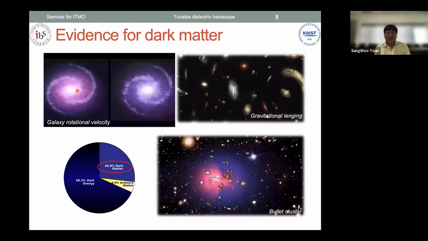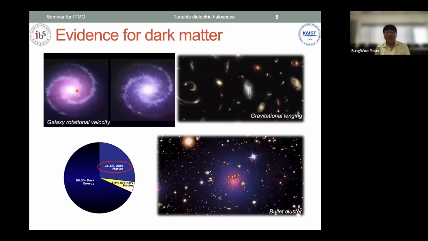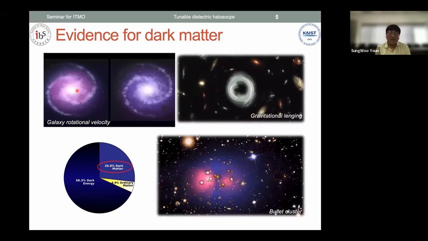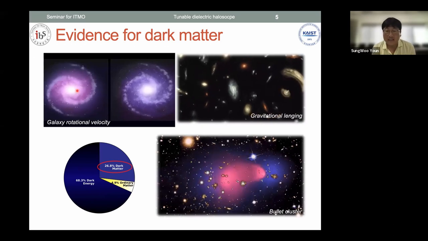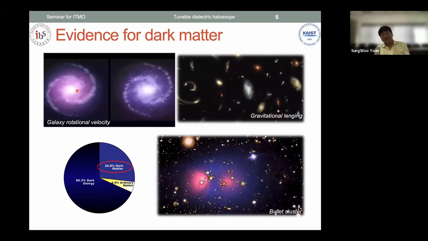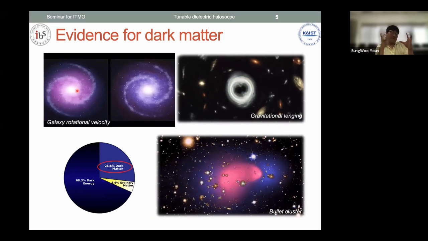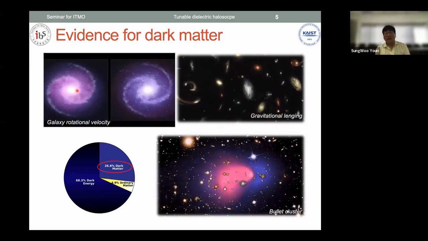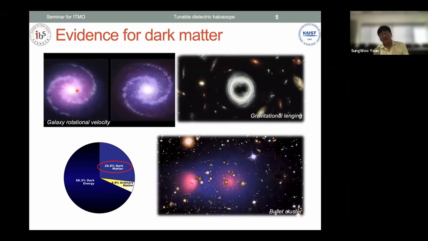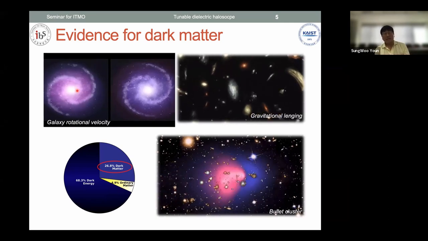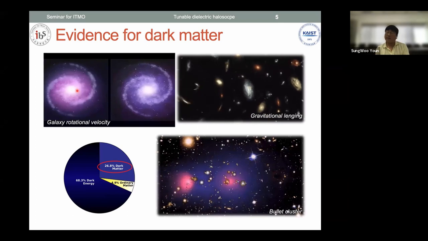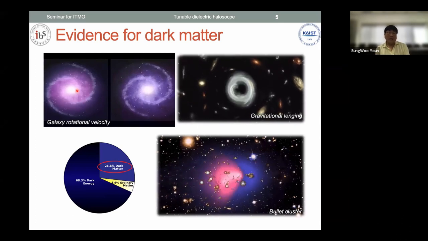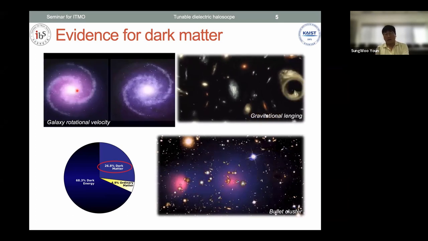And then finally, this is from a few years ago. NASA also observed several events of colliding galaxies. The different colors represent the mass distribution around the galaxy before and after the collision, and this is another very strong evidence for the existence of dark matter.